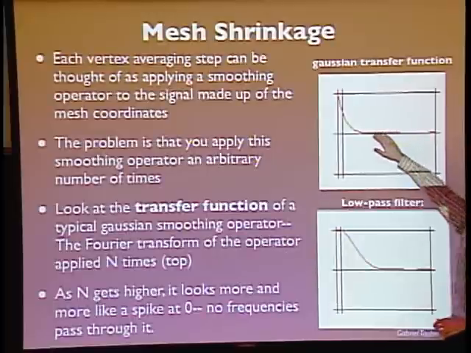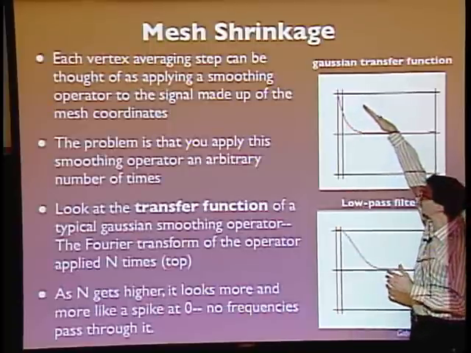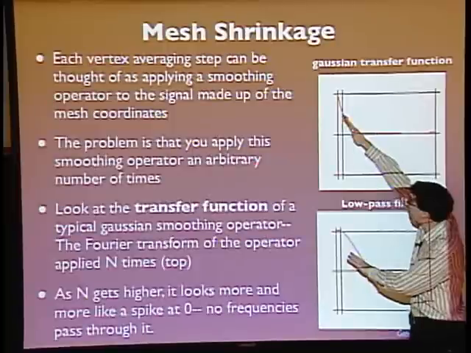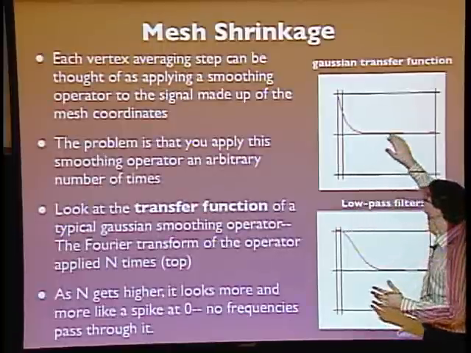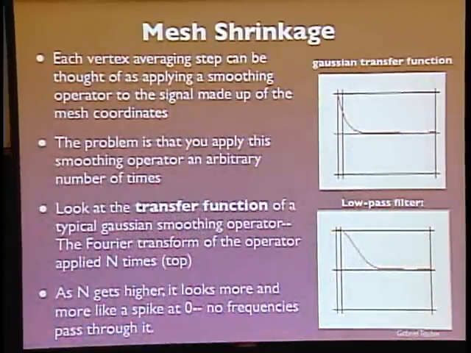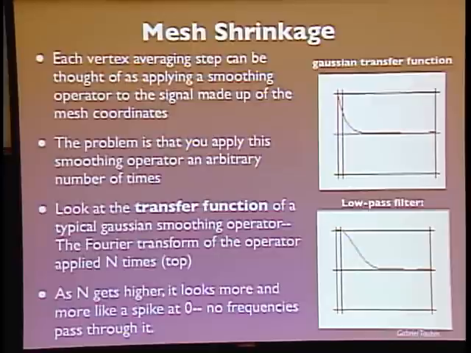And what you end up with is a Fourier transform of your overall operation that looks like this. And basically, what frequencies pass through gets more and more attenuated, more and more picky. And eventually, if you do this 100 times or many, many times, this thing looks like a delta function centered at zero. So that's just to say that your gate through which you allow low frequencies to pass and you stop high frequencies gets more and more picky over time, so that basically nothing can get through it.